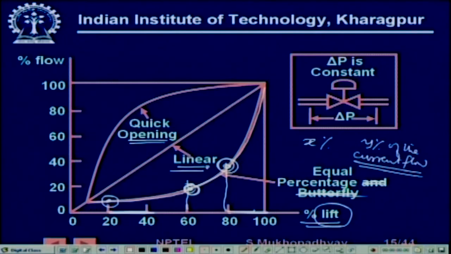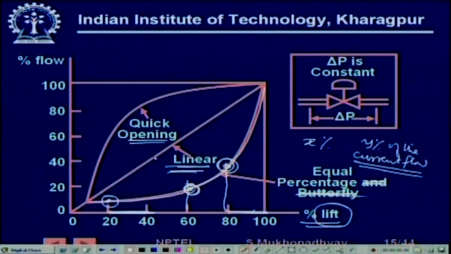On the other hand, we have linear, which is obvious: for a certain percent of lift change, a certain fixed percentage of the total full scale change in flow will take place. So, it is linear, it is guided by a constant. Actually, the linear and the equal percentage are mostly used in process applications.